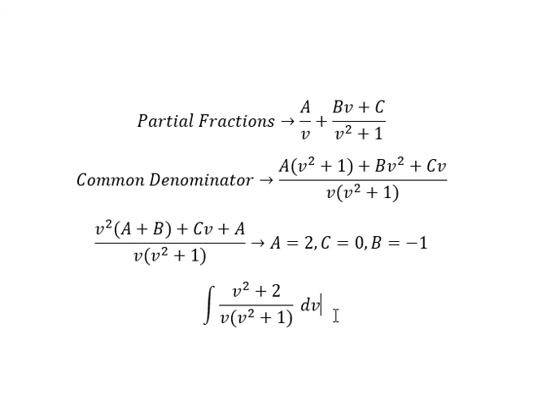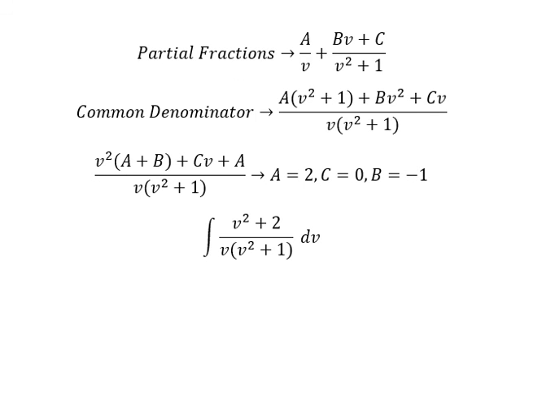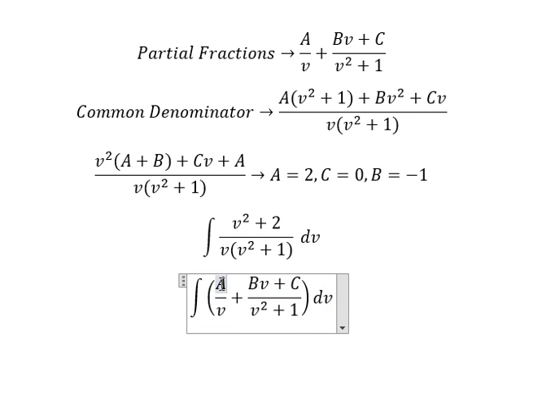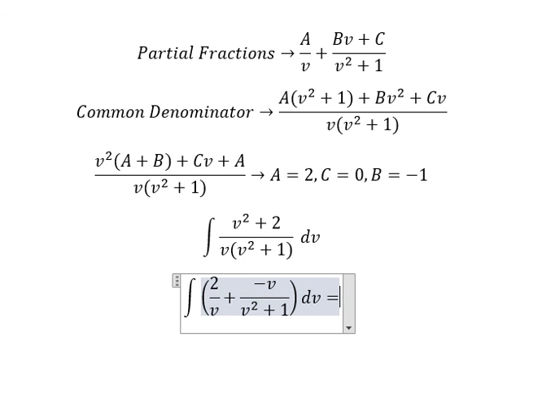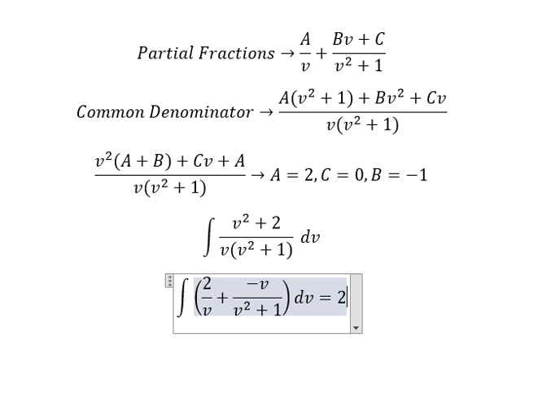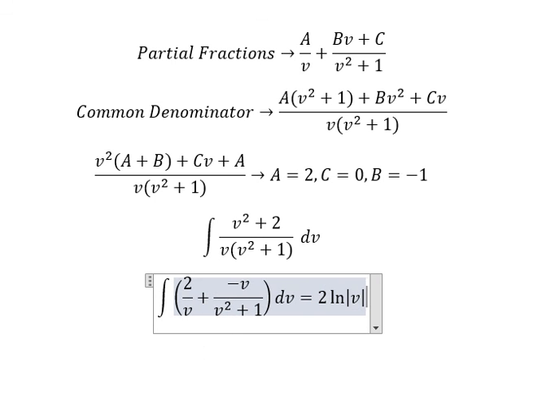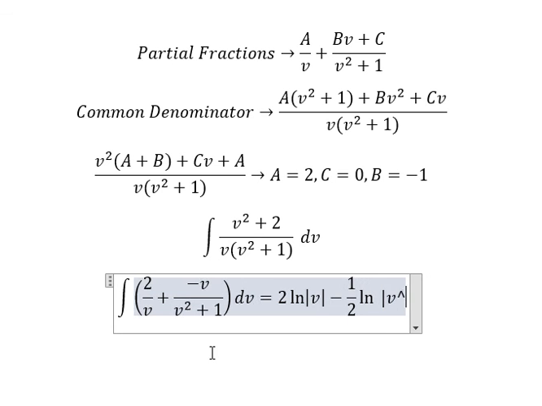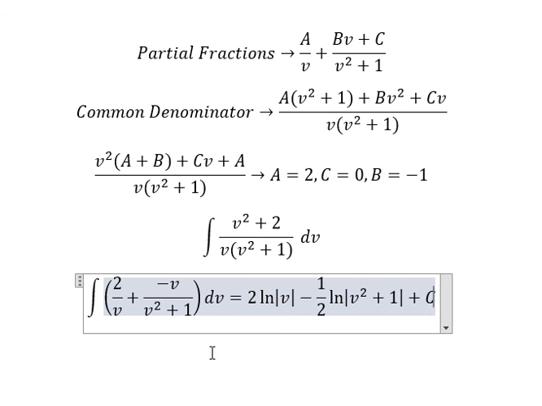And now we have this integration. A we change to number 2, B we change to negative v, and this should be like this. And now we got the final answer. The integration of this one, we have 2 ln of the absolute value of v minus 1 over 2 ln of the absolute value of v squared plus 1, and we put C.